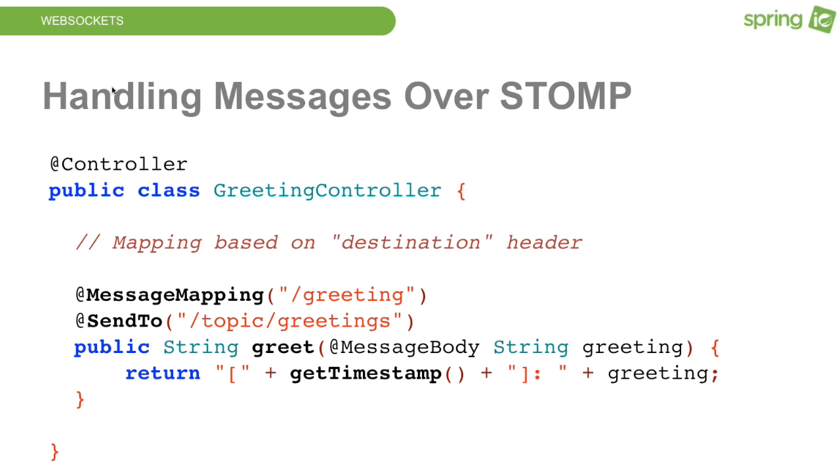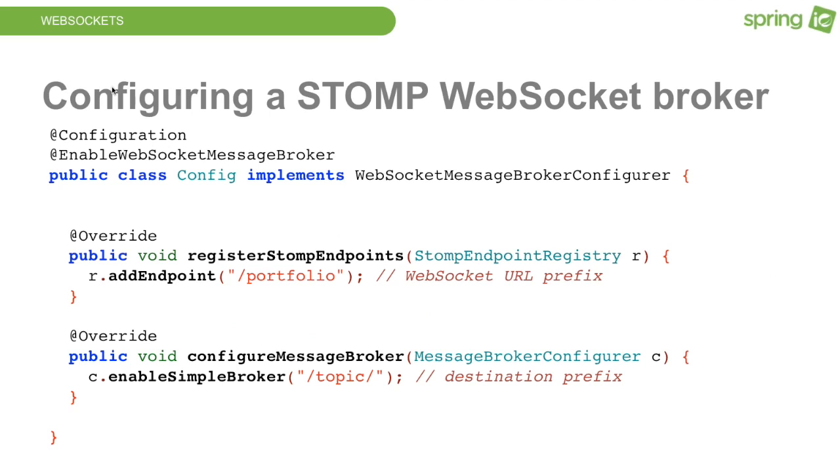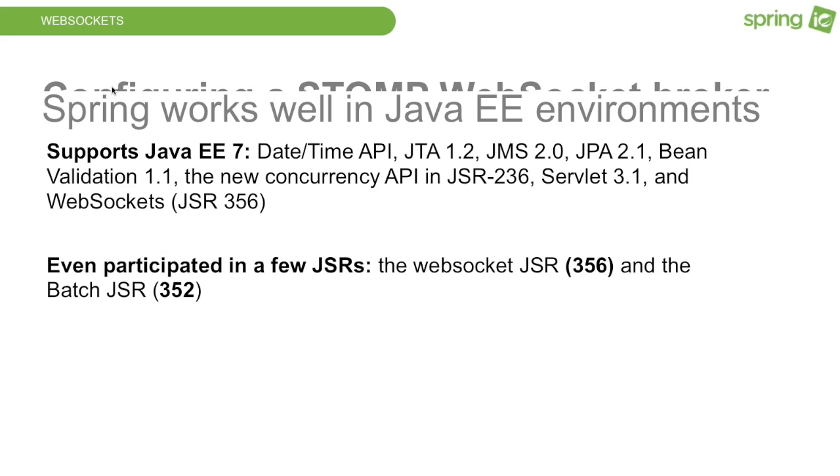And this is a very natural component model for building applications. Routing in this case, of course, is based on the destination header of the message. So @MessageMapping /greeting. This will feel very similar to @RequestMapping inside of Spring MVC. Configuring such WebSocket support, of course, is fairly straightforward. Here's an example of a configuration class, and we turn on the simple WebSocket message broker support. Here, turning it on for a portfolio project.